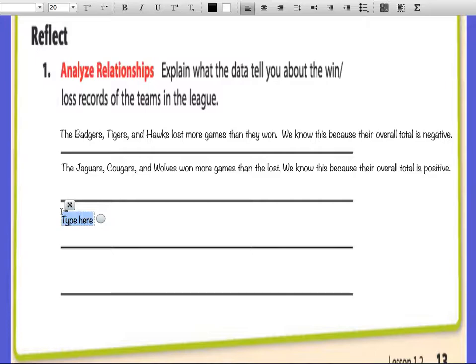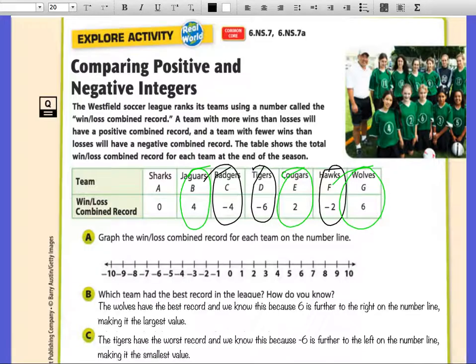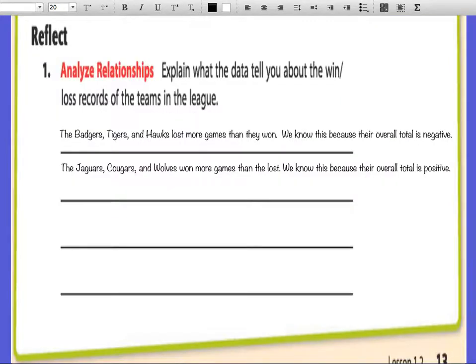Okay, and then now the very last one. I want you to think of what it means for the Sharks. Since the Sharks have a total of 0, what do you think that means? I want you to think about it and then come back and check your answer.